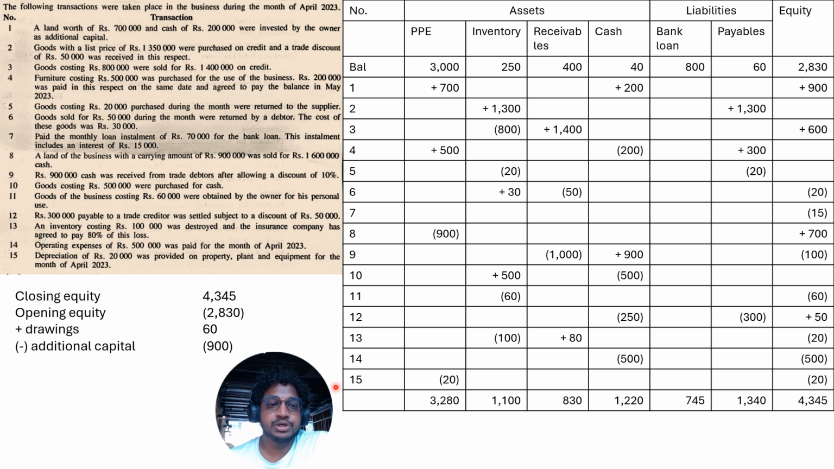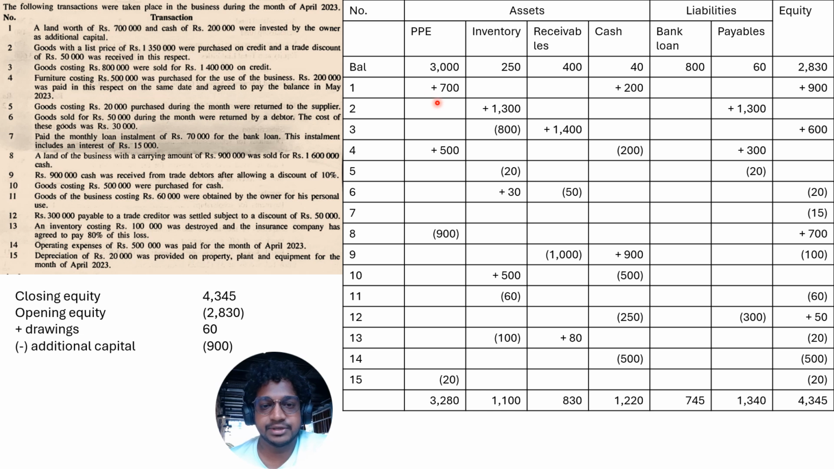This is the 2023 equation, so this is a bit simple, comparing to the last years. They gave 15 transactions and they gave the accounting equations as well. Keep in mind you have to follow the exact equation given in the question when answering. First one, land worth 700,000 and cash 200,000 were invested by the owner.